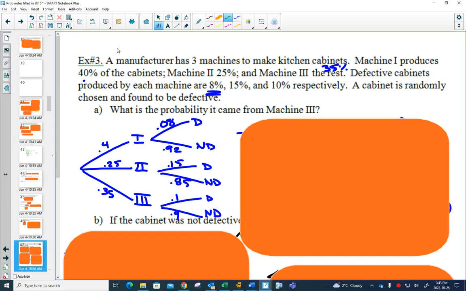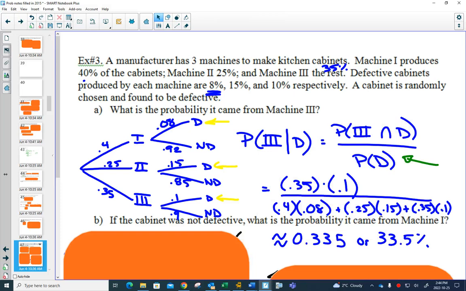So the way that conditional probability works, the fact that we randomly found something to be defective, can you see that that is either here it came out of, here, or here? Those are the three possibilities. Which one it was, we don't know. But we're going to find out what are the chances it came out of this one. So we set up our formula.